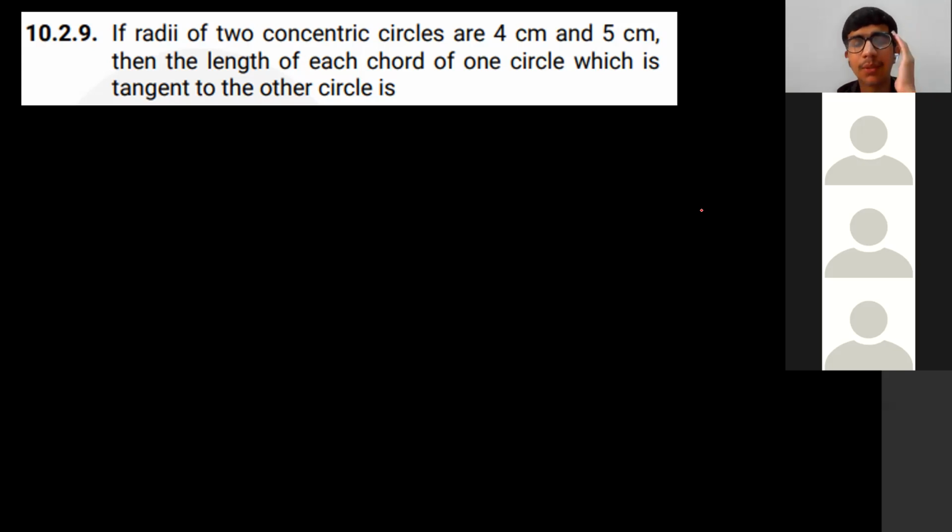So just tell me one thing, you have your subjective papers in your board, right? Yes, sir. Okay. So I'll tell you how to write this particular solution from your board perspective.